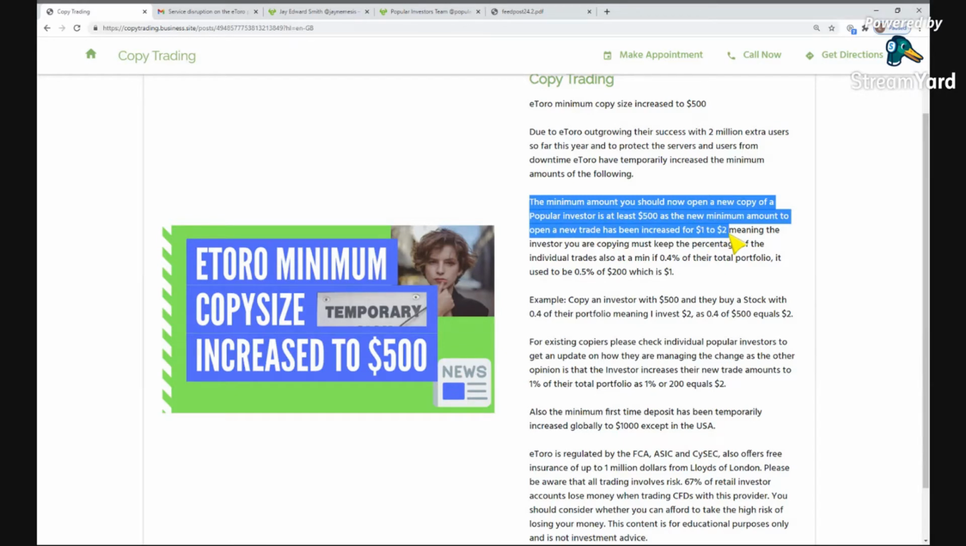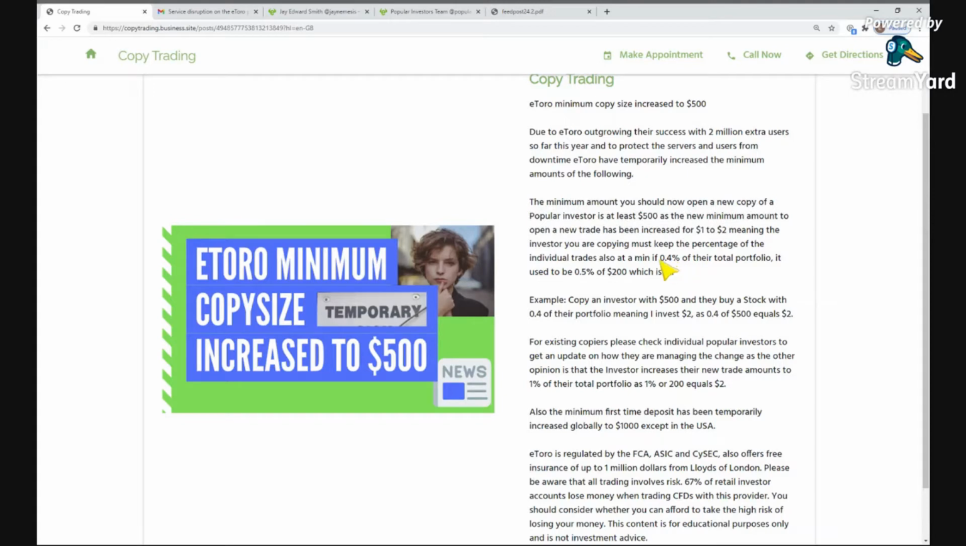So it used to be you could open a trade on a stock with $1, like you could buy Sony for $1, but now you have to buy Sony with $2. This means the investor you are copying must keep the percentage of individual trades at a minimum of 0.4%, because every new trade he opens, you have to have that value in your account. So you have to have $2 for each trade. So 0.4% of 500, the new minimum, is $2.